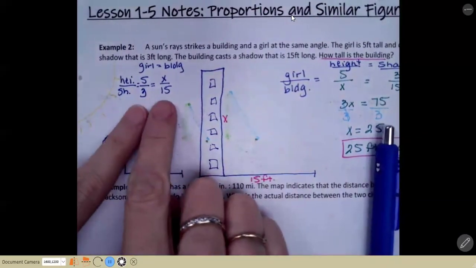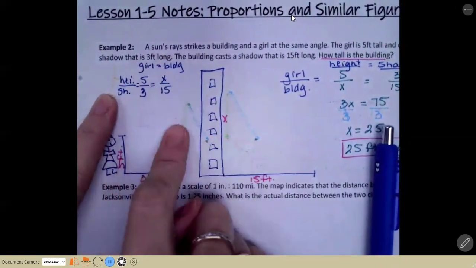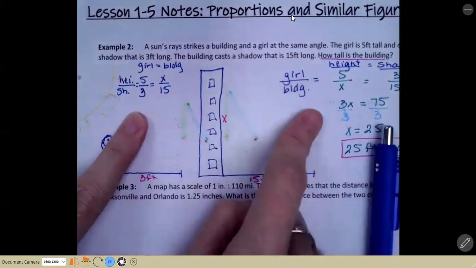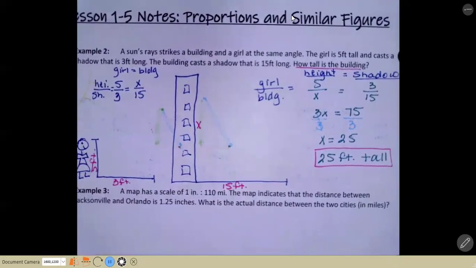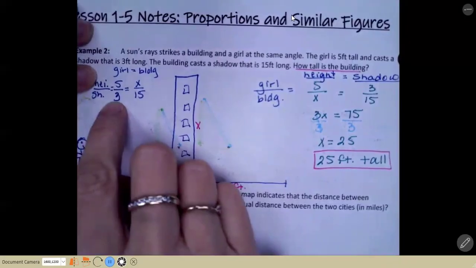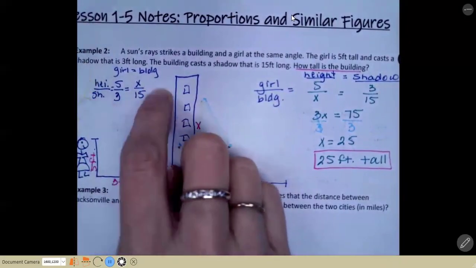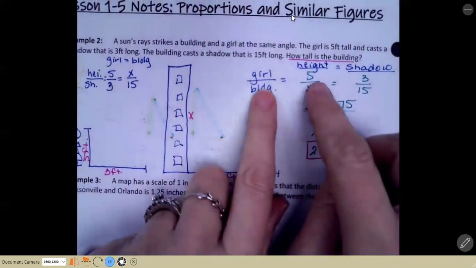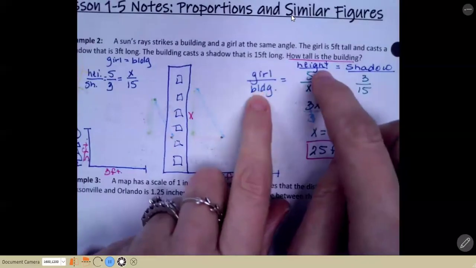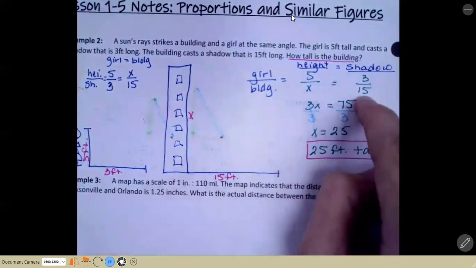So another way that you could set it up is height over shadow, and then the girl's proportion and the building's proportion. You will end up with the exact same answer. I did what she did, a height over equal shadow. Okay, and that's fine. The only thing that you can't do is take the height over the shadow of the girl, but then flip that and put the shadow over the height of the building. You can't flip it. Just like over here, you can't take the height of the girl over the building here, but then the shadow of the building over the girl here. You can't flip it.